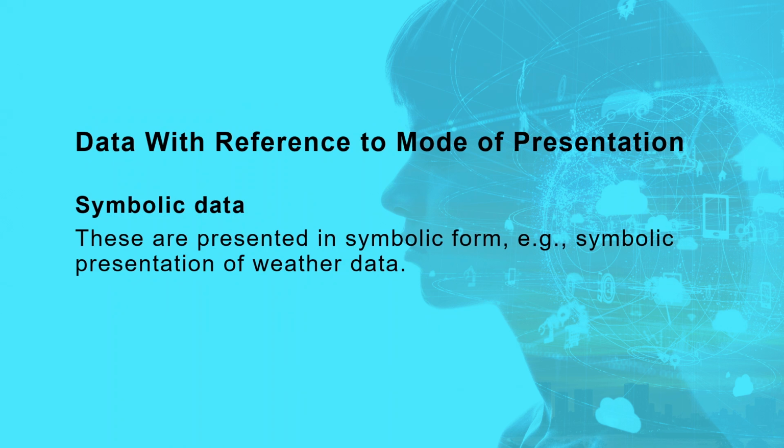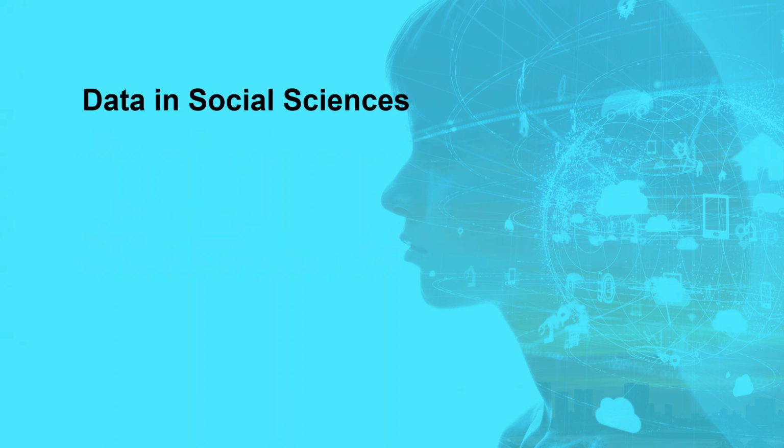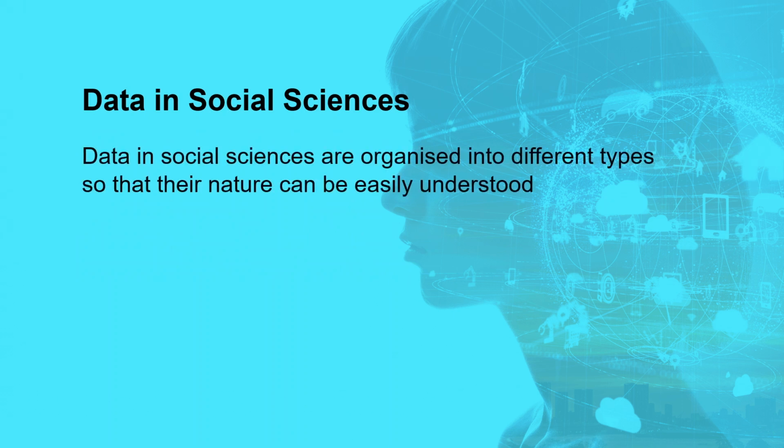So, these 6 basic types of scientific data based on the nature of data are divided into 15 different classes of data. Next, we discuss types of data in social sciences. Data in social sciences are organized in different types so that their nature can be easily understood.